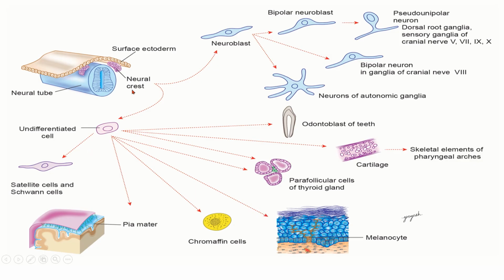You can see here the neural crest cells, neuroblasts, bipolar neuroblasts forming pseudounipolar neurons, dorsal root ganglia, and sensory ganglia of the cranial nerves. And you can see the bipolar neuron of cranial nerve 8, and you can see the neurons of autonomic ganglia. And if you see these undifferentiated neural crest cells, they are giving rise to satellite cells and Schwann cells. You can see the formation of pia mater from neural crest, chromaffin cells, and the melanocytes, and the parafollicular cells, and the cartilage of the pharyngeal arches, and the odontoblasts of the teeth.